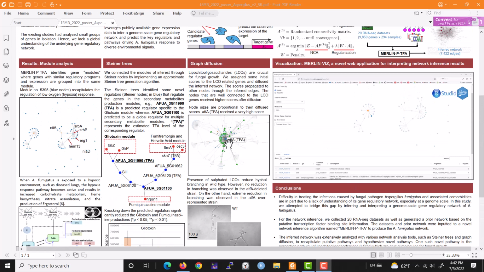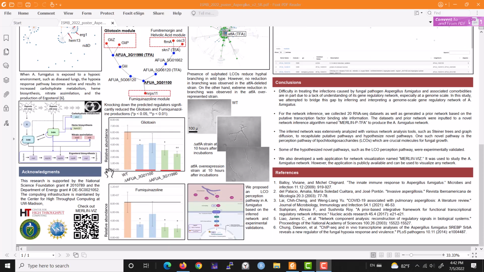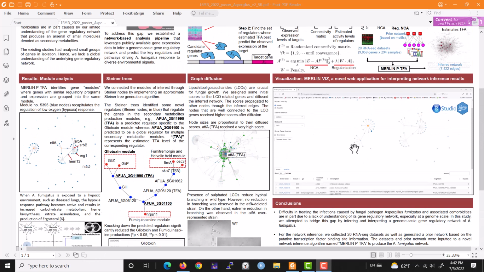Finally, to perform all this module analysis and different network based studies, we developed this novel web application known as Merlin Viz, which you can access using this QR code. You may go there and play around with our inferred network.